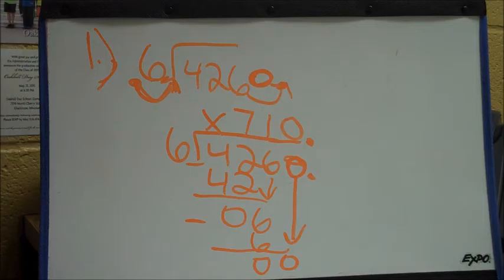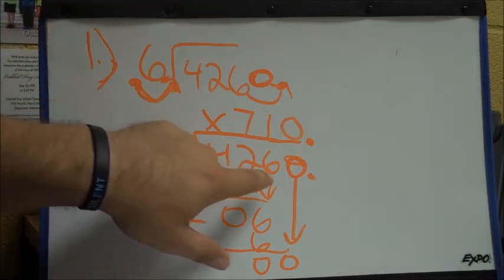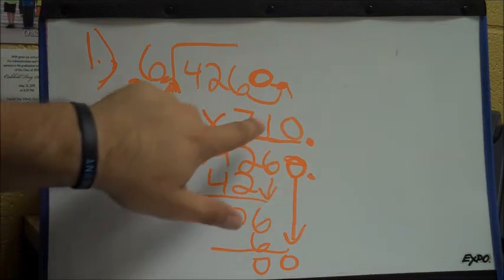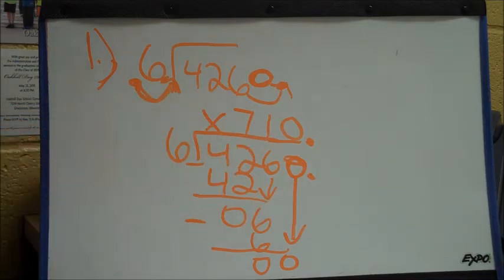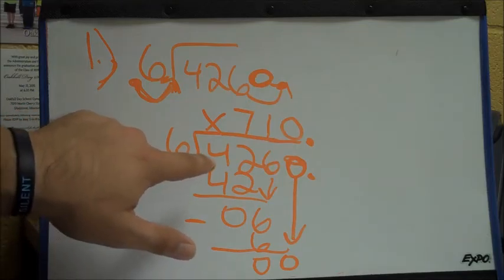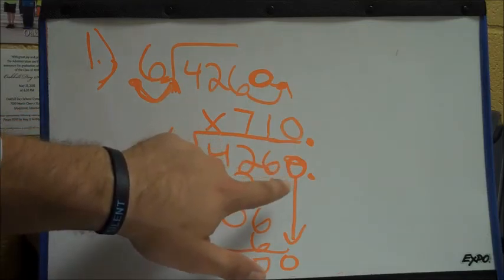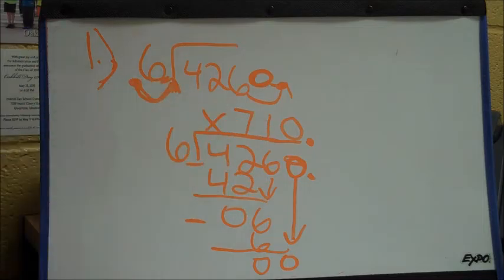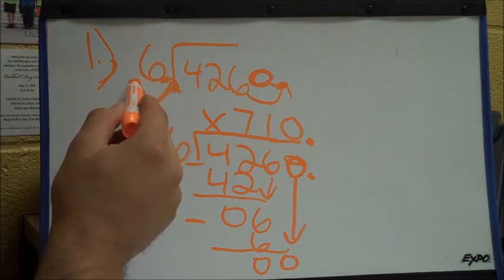If I forget to go to my decimal point, then I'm saying that 6 will go into 4,260 71 times. And that's not going to be true. Because 6 will go into 4,260 710 times.